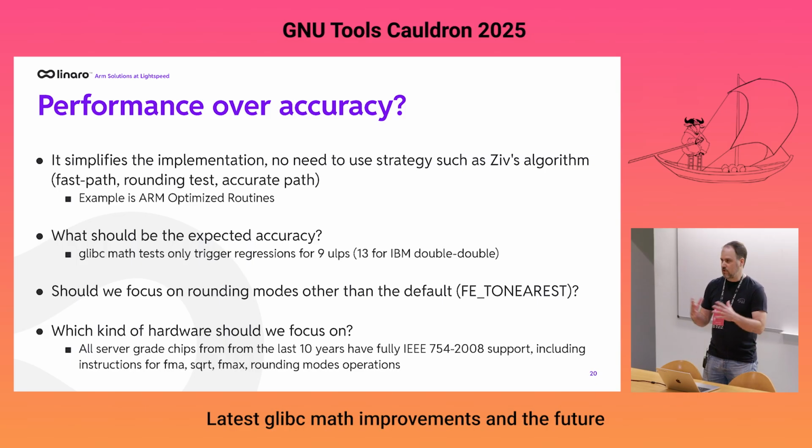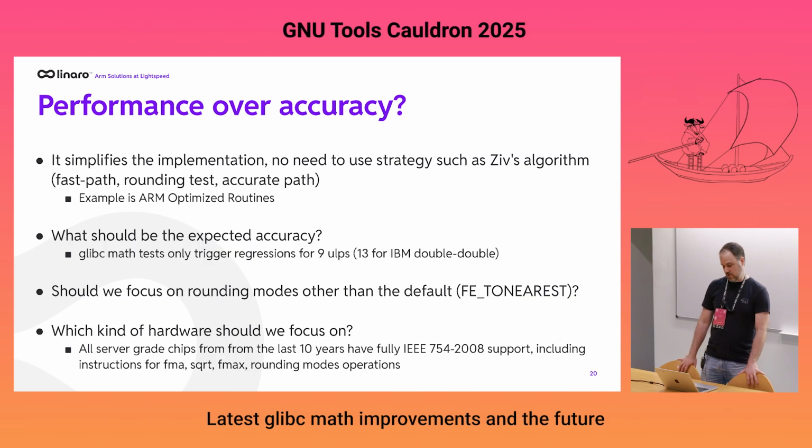Another thing that I would like to ask is what kind of expected accuracy should we focus on? In glibc math tests we trigger regressions only for 9 ULPs, but depending on how you use this, it is really, really large. So it really depends on what the users expect us to provide. And another thing is, should we focus only on the default rounding mode, or should we use all the defined rounding modes that floating point supports?